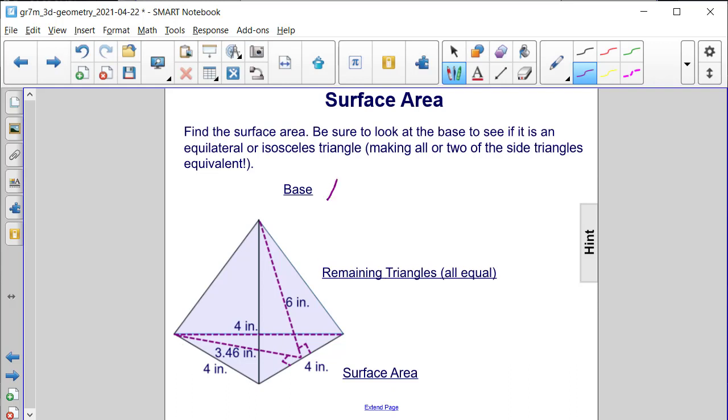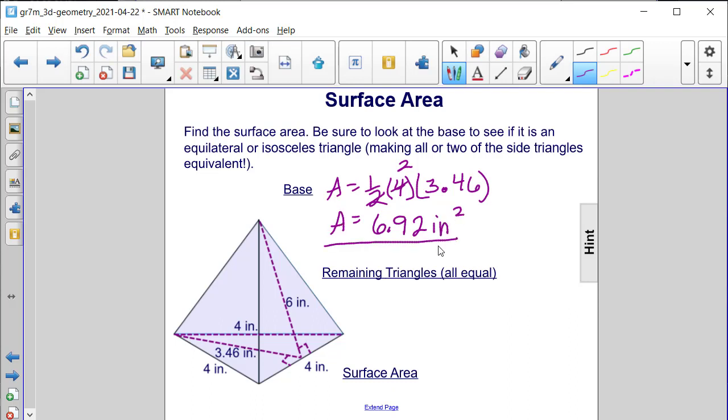So the area of our base will be 1/2. The base of this base triangle is 4 inches, and the height of this base triangle is 3 4/46 inches, and 1/2 of 4 is 2, and 2 times 3 4/46 is 6 92 square inches for the area of our base.